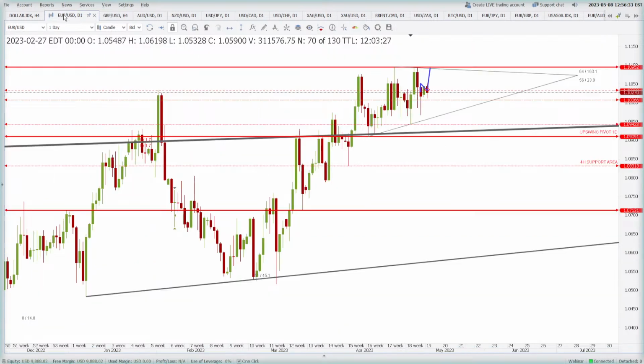So in the euro also we are clear that we are looking at these two levels. Till the time the price is holding 1.0909, you should only be looking for buying opportunities in this market. All right, guys, I hope that is helpful.